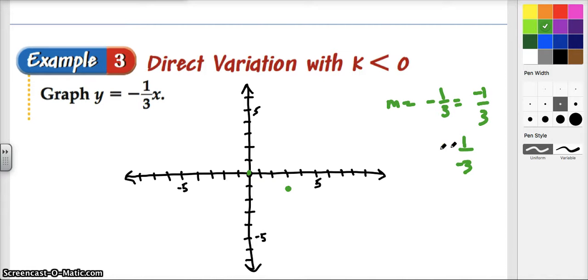And then I could look at it as go up 1 and go to the left in the negative direction for x: up 1 and to the left 1, 2, 3.